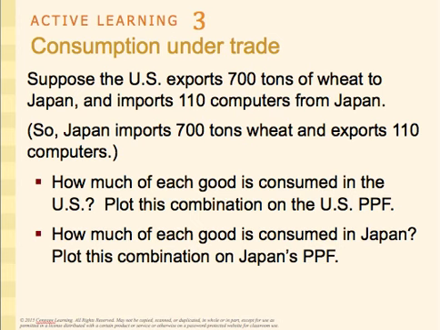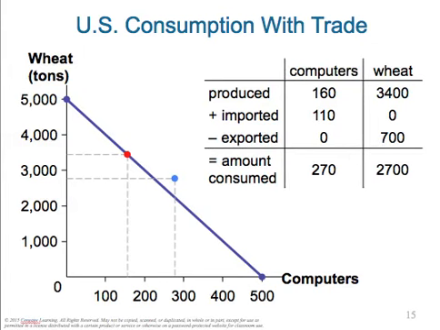How much of each good is consumed in the U.S.? So we can plot this combination on the production possibilities frontier. How much of each good is consumed in Japan? We can also plot that on the PPF. We can also do it in table form. We're going to look at both here. Again, the red point represents production. The trade untethers consumption from production. Okay, so this is pure consumption, import, export. The light blue point represents consumption.